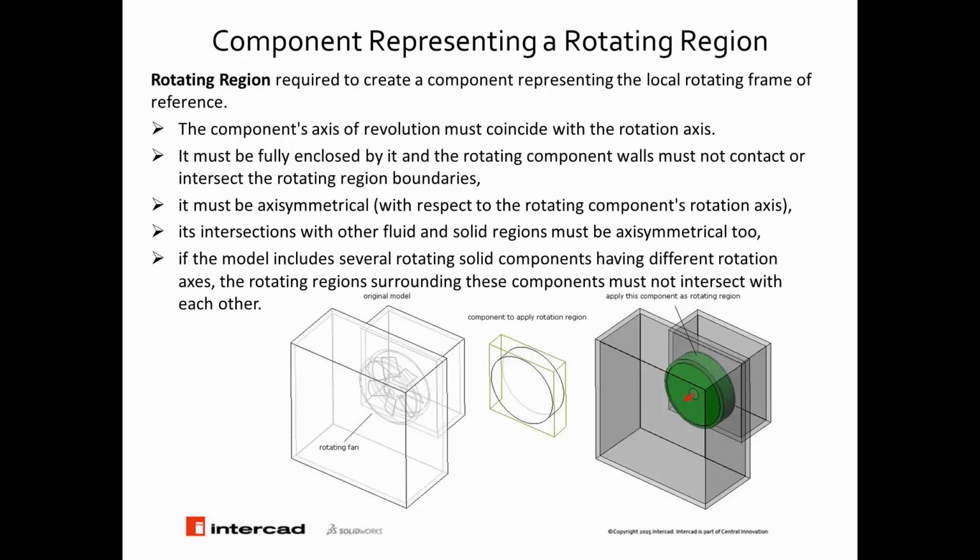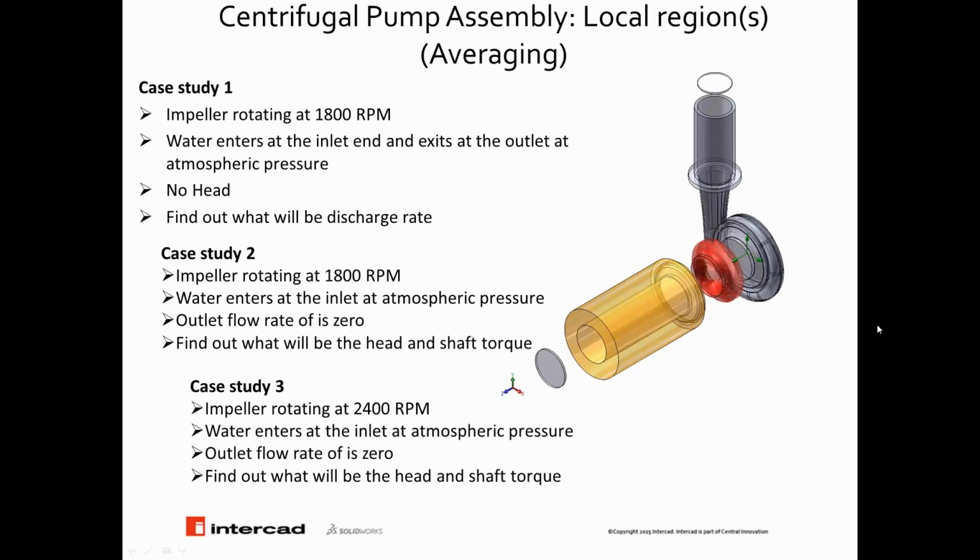So what we found and what we said: a dummy component is going to be physically modeled. It is going around your rotating region, there is no intersection, and it's fully aligned with the direction of your rotation. That is the first step we have to take before doing anything else. All right, now it is time to look at the case studies by going to SolidWorks. Let's review what we do first.